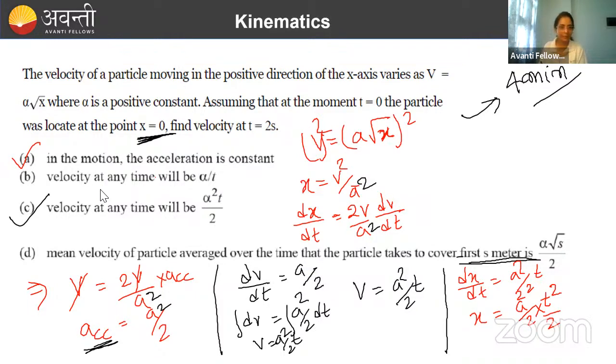Initially x is equal to 0. So if x is becoming s, then what will be the value of time? This will be the root of 4s by a, because it is a square. So the time value is how much? It is 2 root under s by a.